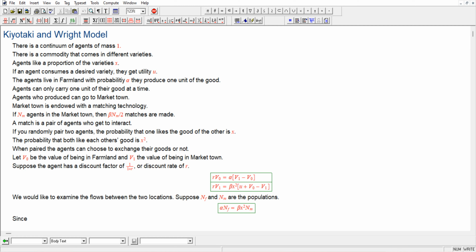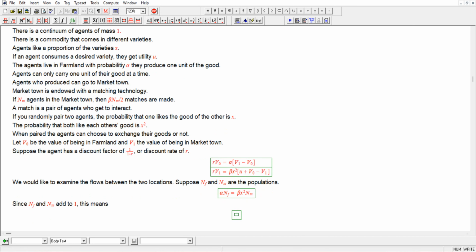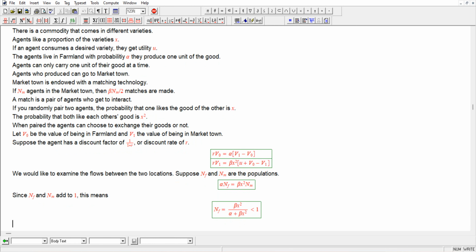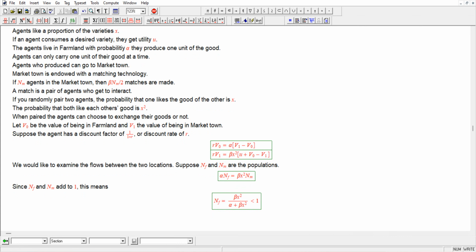And finally, since we know that the sum of these two things has to equal 1, this means that in a steady state, if there is one, you're going to have n sub f is beta x squared over alpha plus beta x squared, which of course is strictly less than 1. Great. So that's not very exciting because, of course, the agents just have to bump into each other. There are no decisions to be made other than whether or not to trade. But now you know what the environment is like without money.